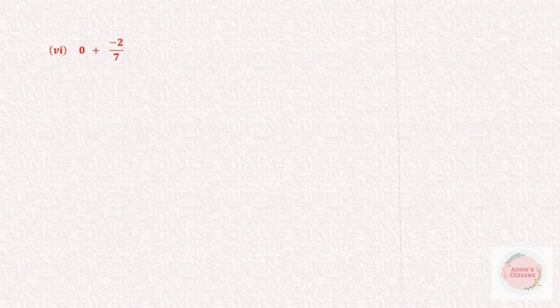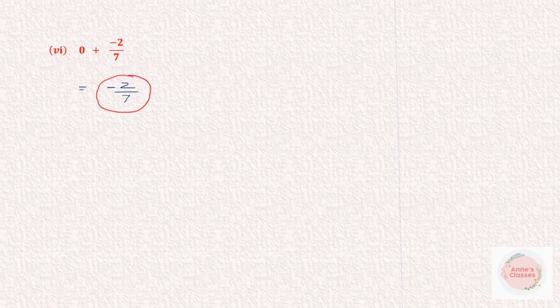Question 6. Now here it is 0 plus minus 2 by 7. Now we know that 0 plus any number will give us back the same number. So here it will be minus 2 by 7. Our answer is minus 2 by 7. Even if you have to work this out, you will still get minus 2 by 7. Okay, so we will stop with this here. So this is our answer, minus 2 by 7.